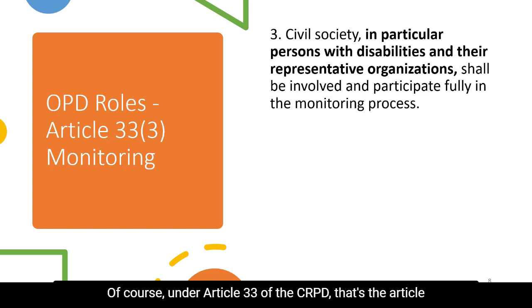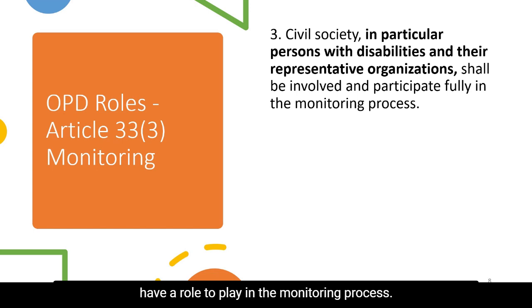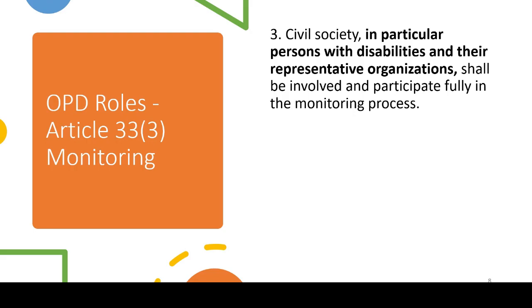Of course, under Article 33 of the CRPD, that's the article concerning national level monitoring, organizations of persons with disabilities and civil society organizations generally have a role to play in the monitoring process. That means that states must give these organizations a role in monitoring implementation of the convention.